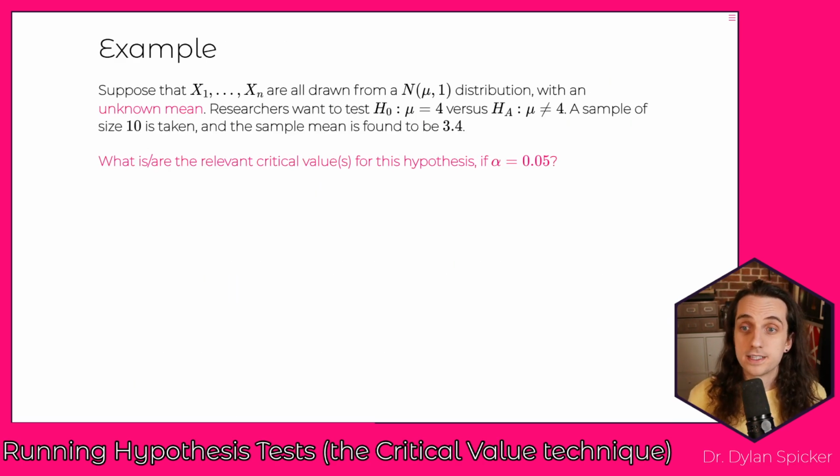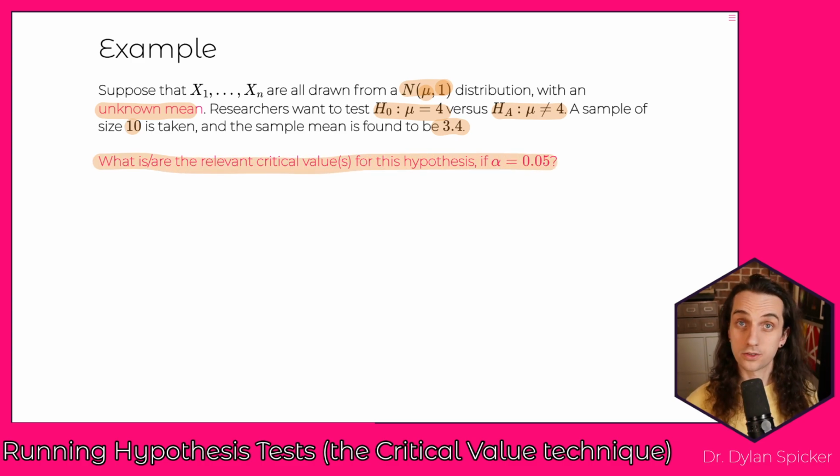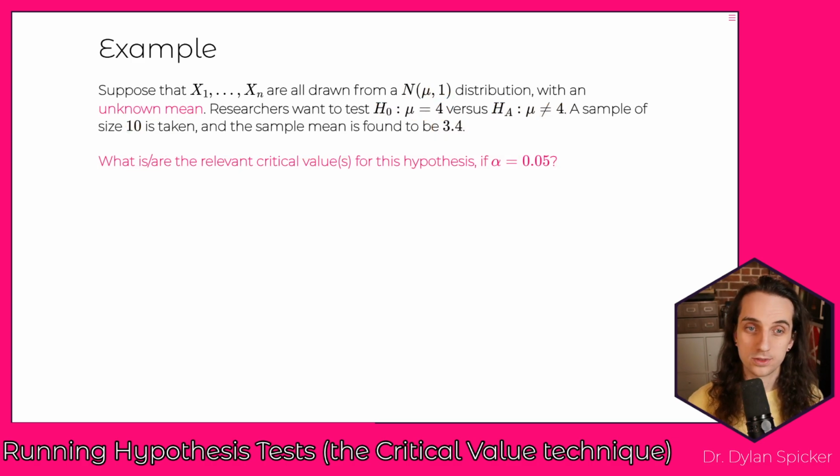Now we can look at an example to work out what the critical values of interest are. Here we're dealing with a sample x1 through xn, coming from a normal distribution where the mean is unknown, so we're calling that mu, and the variance is equal to 1. We want to test mu equals 4 versus mu not equal to 4. We're taking a sample of size 10, and we find that the sample mean is 3.4. What are the critical values, if we need more than one of them, for this hypothesis test at alpha equal to 0.05?